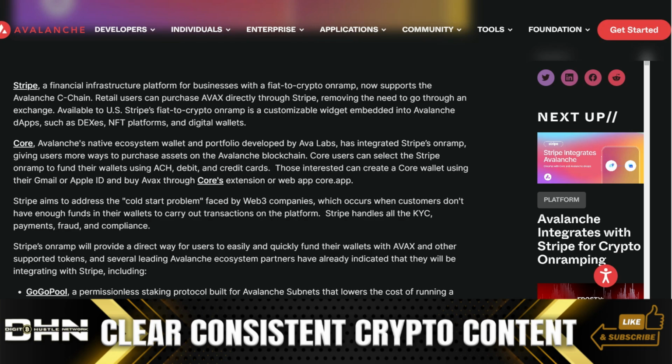Stripe, a financial infrastructure platform for businesses with fiat to crypto on-ramps, now supports Avalanche C-Chain. The C-Chain is a very crucial component to Avalanche. We will dive into that in future videos. But retail users can purchase Avalanche directly through Stripe, removing the need to go through an exchange. Another very important element, guys. It's available to US customers, and Stripe's fiat to crypto on-ramp is a customizable widget embedded into Avalanche dApps, decentralized exchanges, NFT platforms, and digital wallets. So what this essentially is, is a full integration into Avalanche's ecosystem on behalf of Stripe.